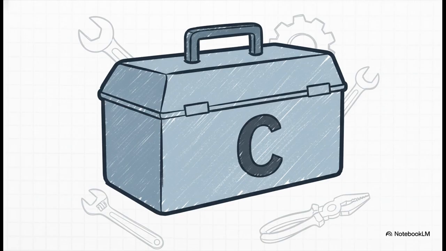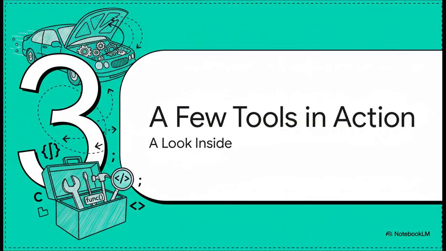So if a single function is a tool, like a hammer or a wrench, then the standard library is the master toolbox that holds all of them. It's an essential part of the C language. Every time you install a C compiler, you get this amazing toolbox right along with it, giving every single programmer the same powerful starting kit. All right, enough theory. Let's move on to Section 3 and see these tools in action.